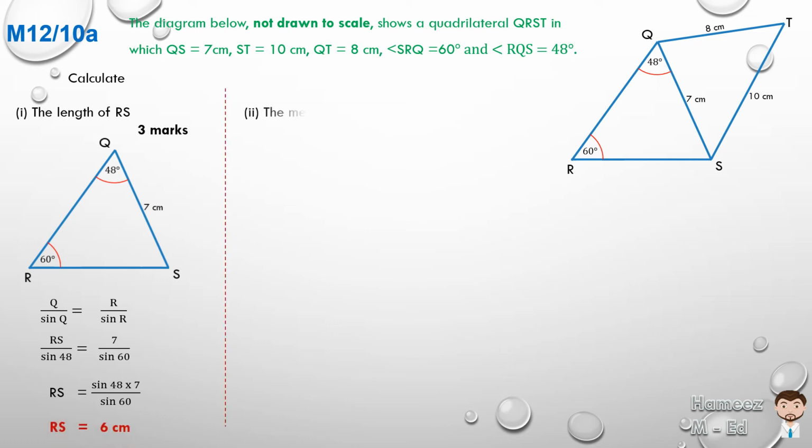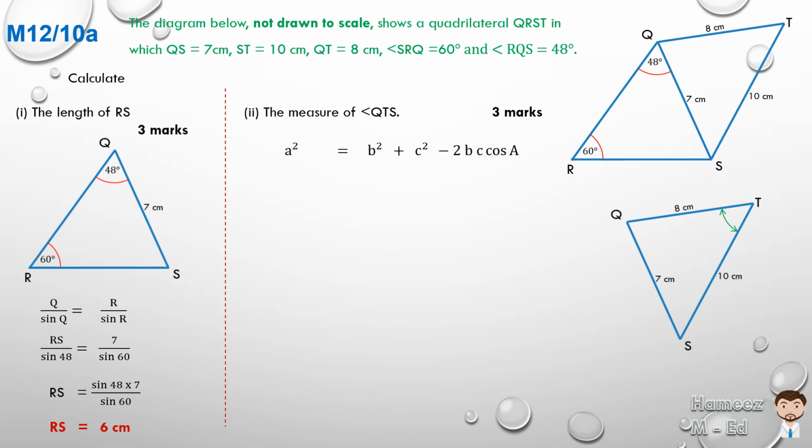Part 2. Calculate the measure of angle QTS. So if we look at QTS, that will be the triangle on the right-hand side. If we want to find that angle, let's extract it first so you can see it easier, and let's bring up that angle in green. And what do we know? We know 8 cm, 7 cm, and 10 cm. So we know three sides, and we want to find an angle. So we can use the cosine rule.